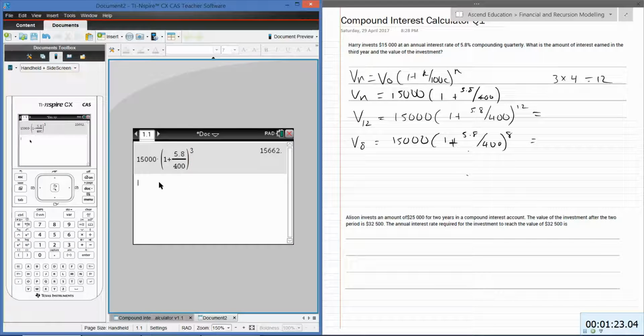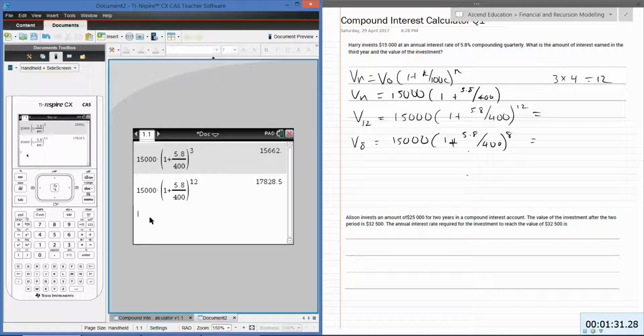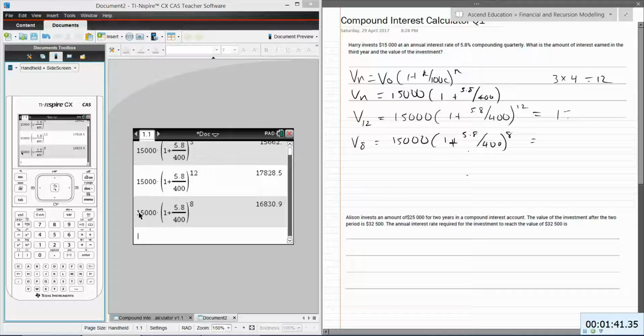Oops, to the power of 12. And then the next one, to the power of 8. So it's 17,828.5 and 16,830.9.